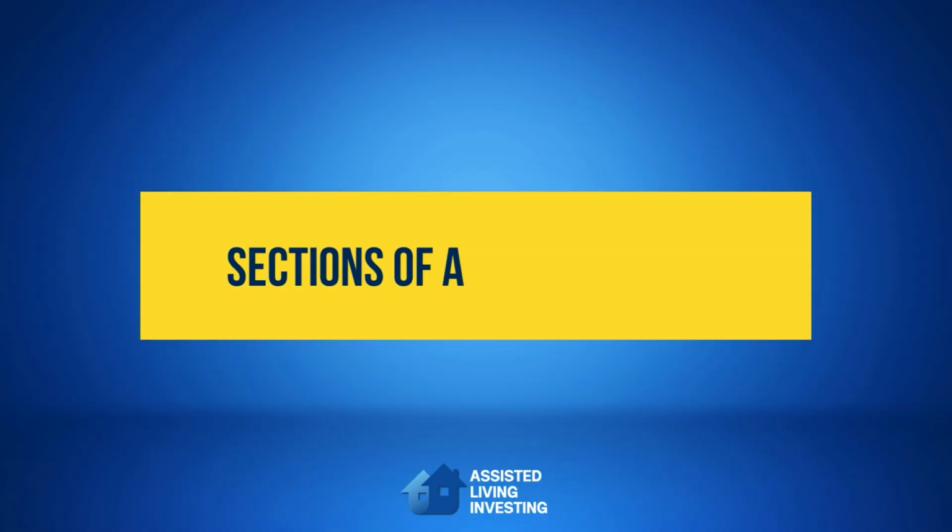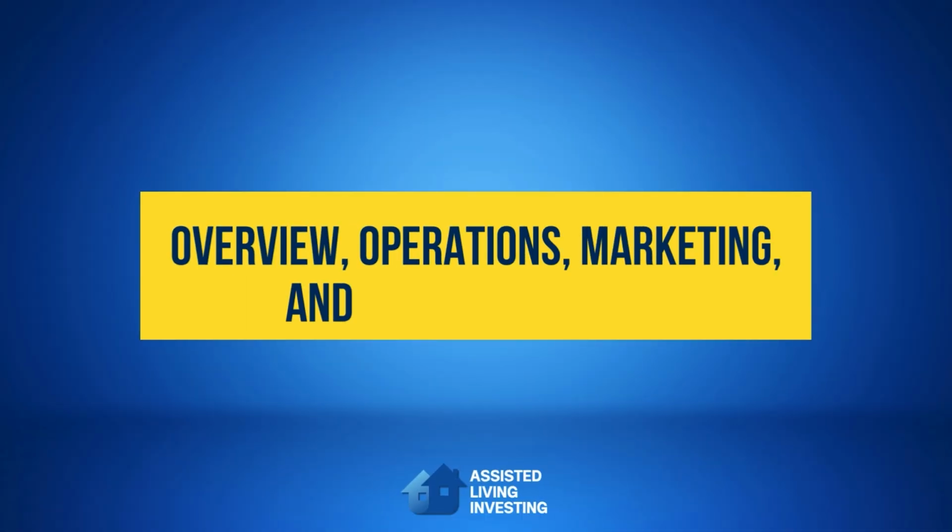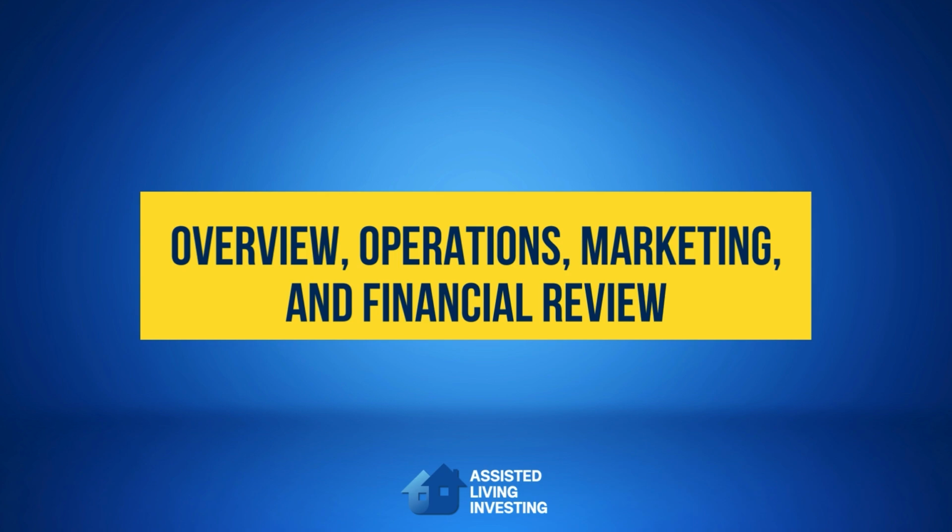Now, in order for you to be successful, I want to get into some of those different sections inside of a business plan that you should be creating. So let's get into the sections of a business plan. The sections that you really need to hit on, there's 4 main sections. 1 is going to be your overview, 2 is operations, 3 is marketing, and 4 is the financial review. So I'm going to break those down a little bit for you.